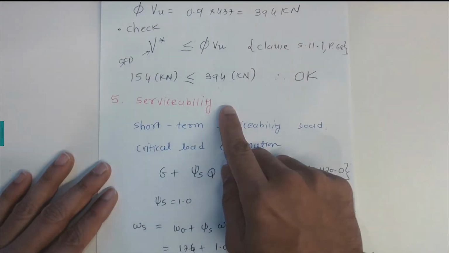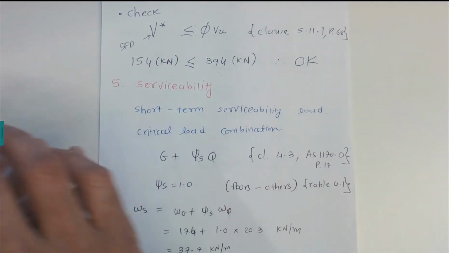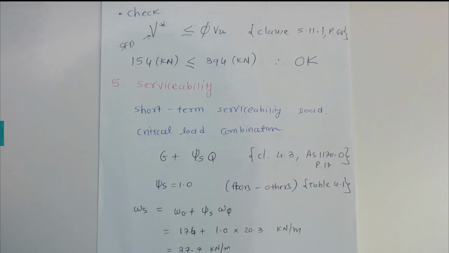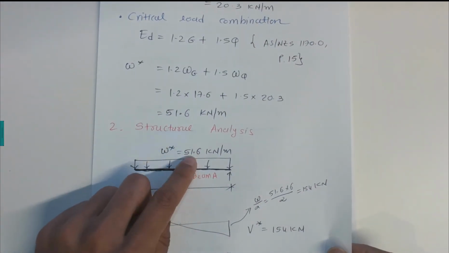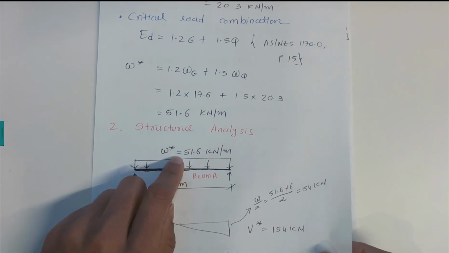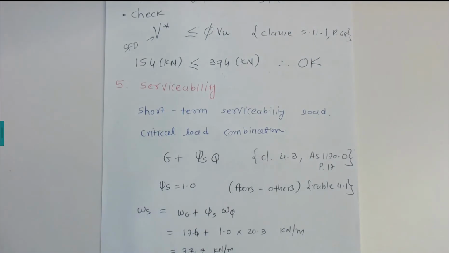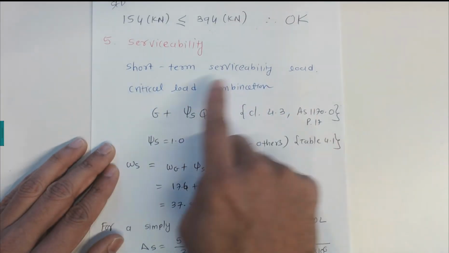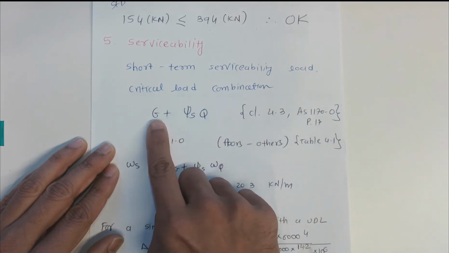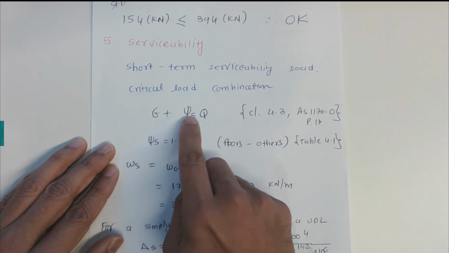So the next step is the serviceability. Now we cannot use the load that we calculated for the strength. Do you remember that we calculated those loads here? 51.6 is for the strength, for checking the bending and shear capacity. We cannot use this 51.6. We need to recalculate for the short term serviceability load, critical load combination G plus psi s Q, dead load plus psi s Q.